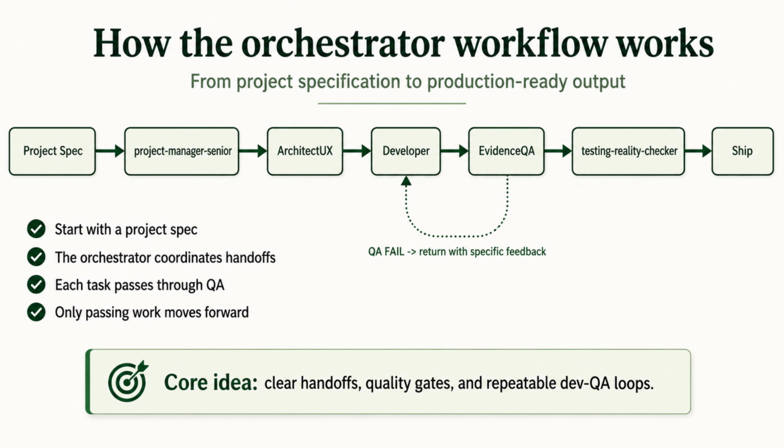The orchestrator workflow starts with a project specification. That specification is passed to a project manager agent. The project manager turns the requirements into a task list. Then architect UX creates the technical and user experience foundation. After that, a developer agent implements the work. Then evidence QA checks the result. If QA fails, the work goes back to the developer with specific feedback. The developer fixes it. Then QA checks again. Only passing work moves forward.